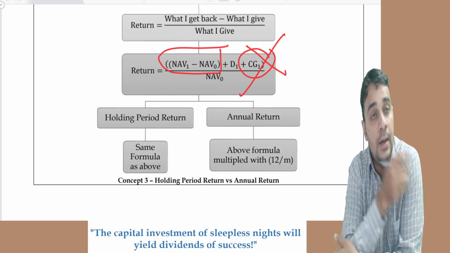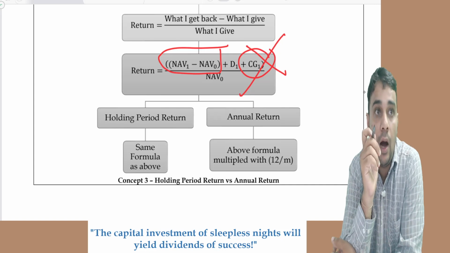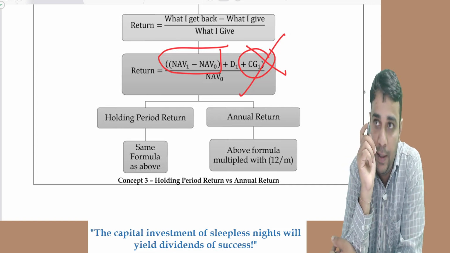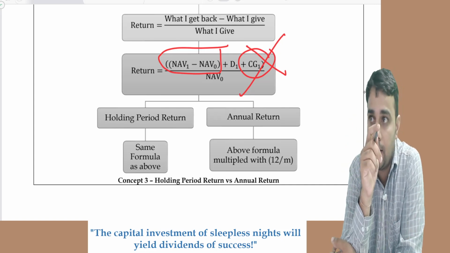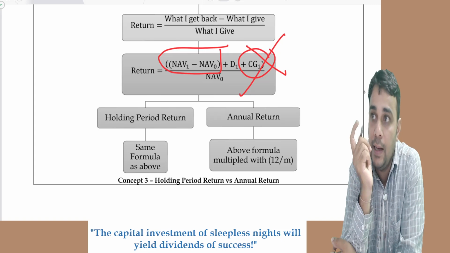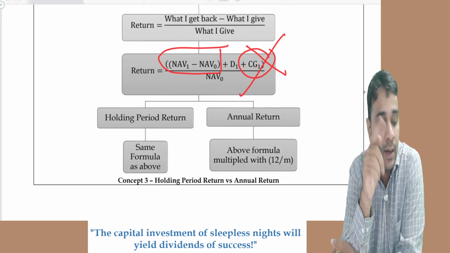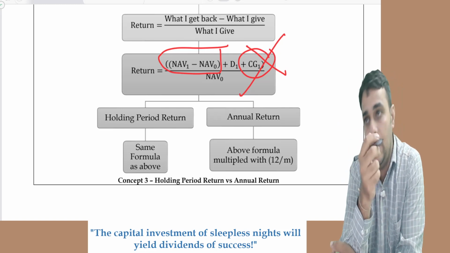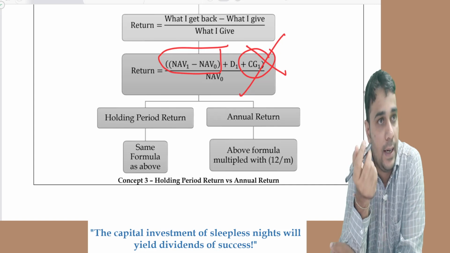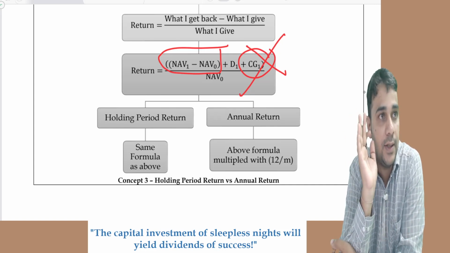CG1 means the mutual fund, when they give dividend to you, they can pay dividend out of their dividend income, or they can pay dividend out of their capital gain income. The mutual fund earns dividend income as well as capital gain income. If they pay out of dividend, it's called D1. If they pay out of capital gain, it is called CG1. In the practical world, these two terms do not exist. It's only dividend.